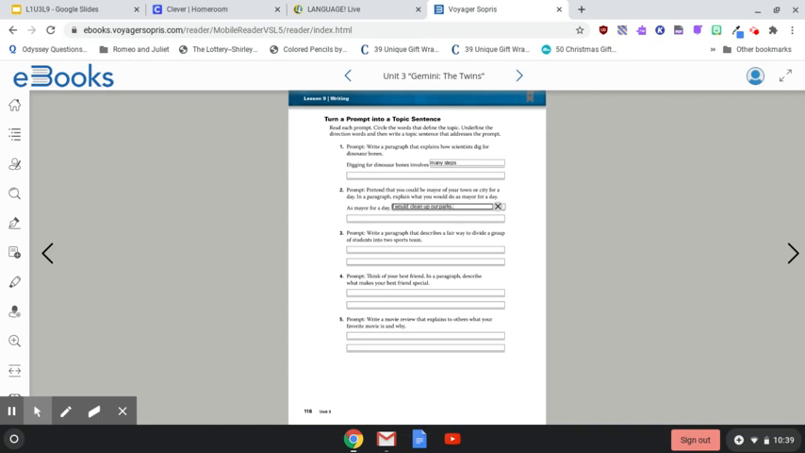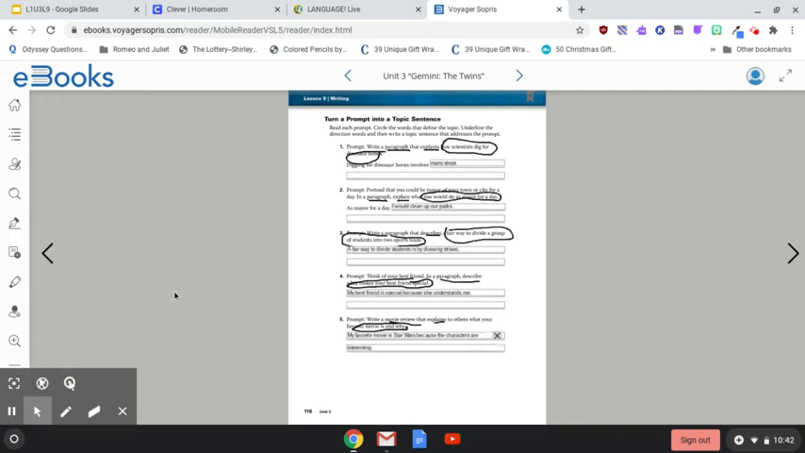Continue the process for prompts 3, 4, and 5. These are the answers I selected. I know we forgot in numbers 1 and 2 to text mark the prompt correctly. Remember, you're going to underline the direction words, and then you're going to circle the words that define the topic. So if you didn't get a chance to do that, go ahead and do that now.